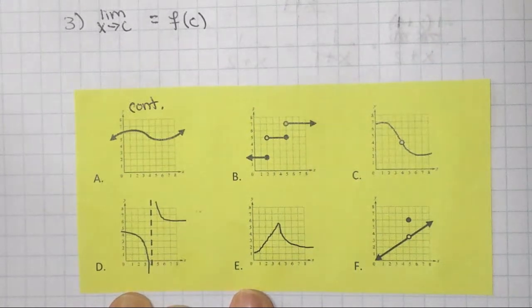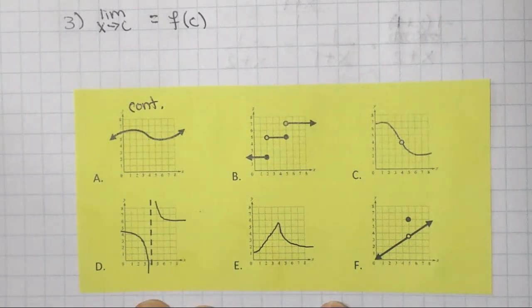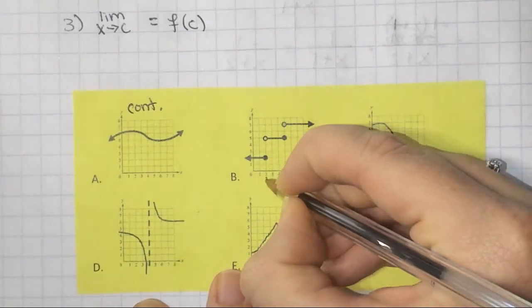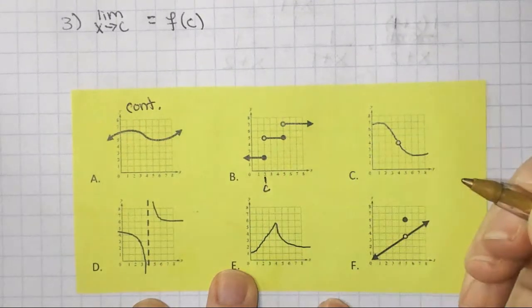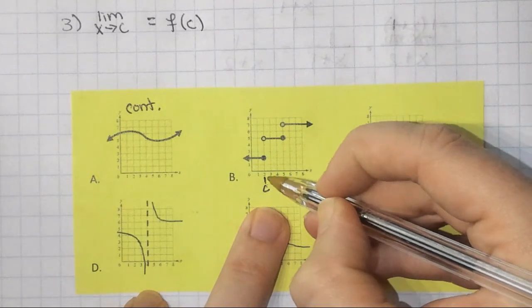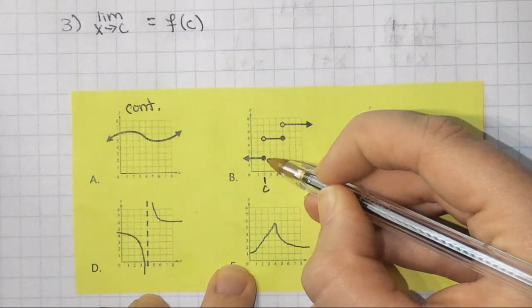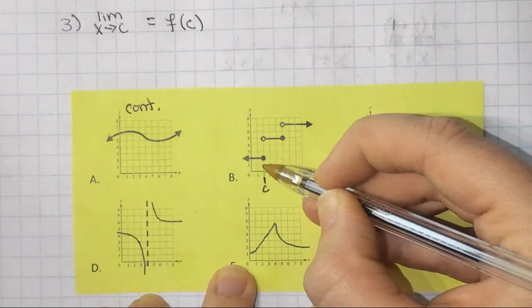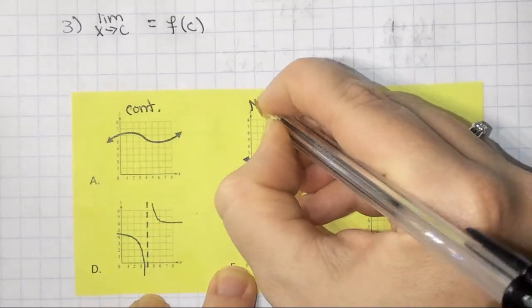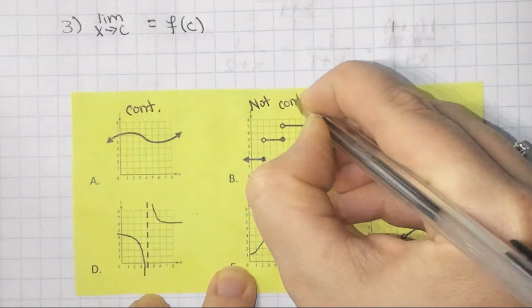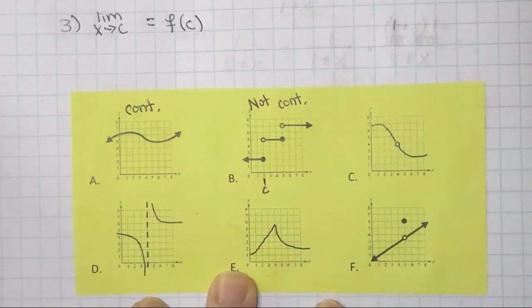Okay? In letter B, is it continuous or not continuous? Okay? It is not continuous. In fact, if I wanted to put some value on it, let's call this 2 right here C. Okay? If this is C, does C have a value? Yes. But does the limit exist at C? No. Therefore, you broke one rule, it's not continuous.